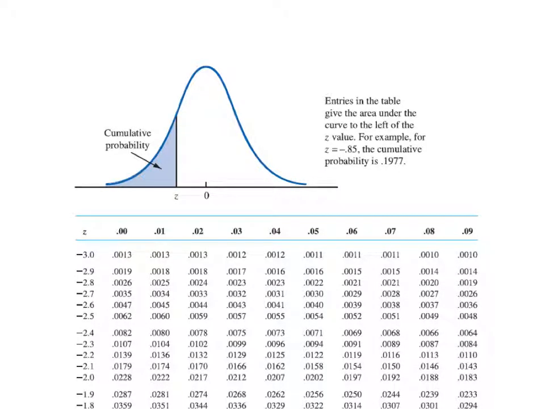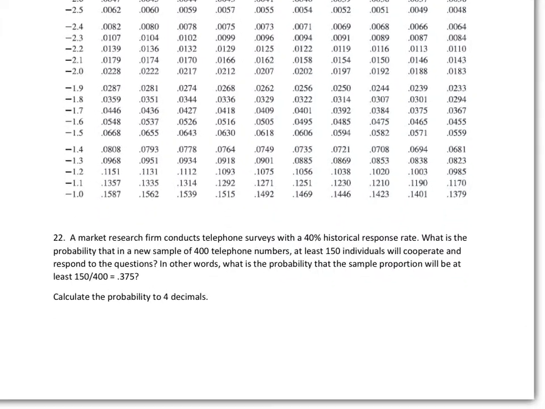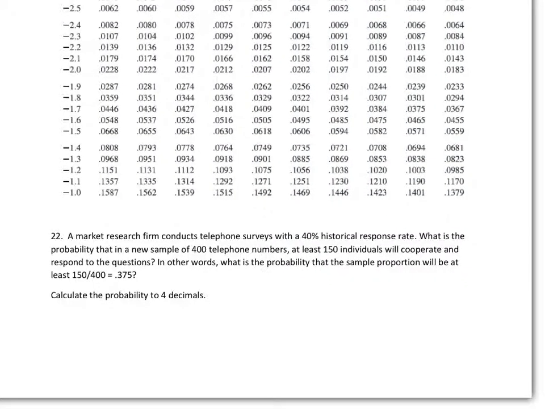Thought I would take a look at the last question on the Chapter 7 homework, number 22. A couple people have asked about this, so I thought I'd go ahead and make a quick video. Basically, it's looking for proportions, sampling distribution for proportions.